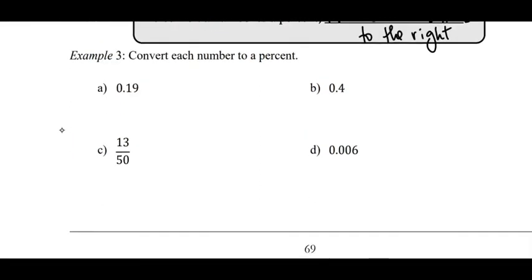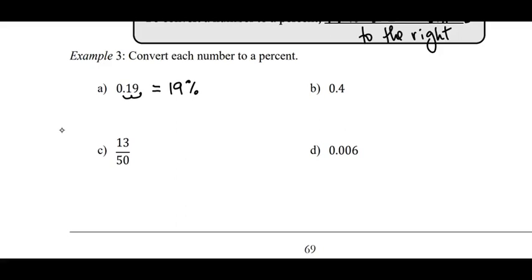All right, so let's look at the next couple of examples. In part A, you have 0.19. We do have a decimal point here, so we're going to take this decimal point and move it twice. So 0.19 is 19, and then attach your percent sign, 19%. Because we're converting a number to a percent, we're going to attach that percent sign.